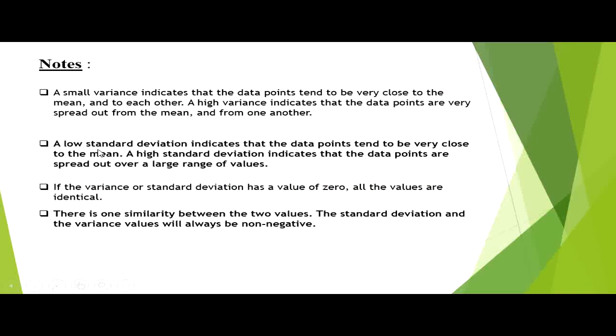A low standard deviation indicates that the data points tend to be very close to the mean. High is the same, because standard deviation is after all the square root of the variance. If the variance or standard deviation has a value 0, all the values are identical. There is one similarity between these two values. The standard deviation and the variance always will be non-negative. There is no negative value for variance and standard deviation.